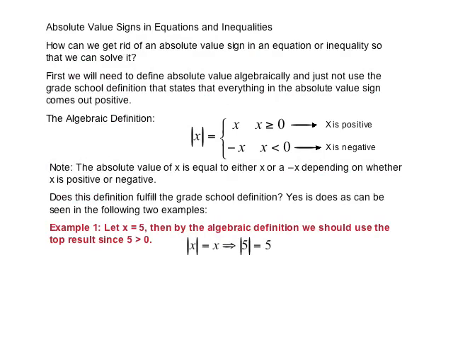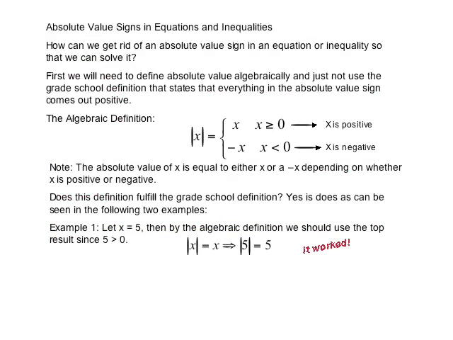Example 1. Let x equal 5. Then by the algebraic definition, we should use the top result since 5 is greater than 0. So we'll put a 5 right where we see an x. That would give us the absolute value of 5 is equal to 5. Well, that's what we learned in grade school. It worked.